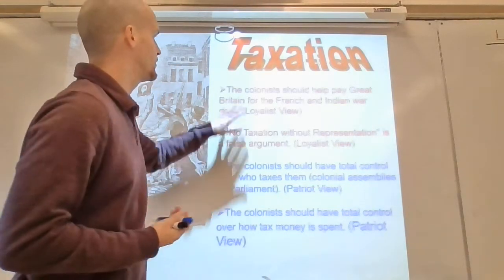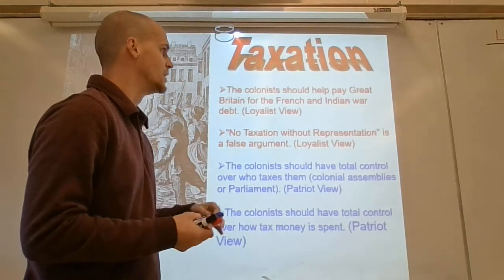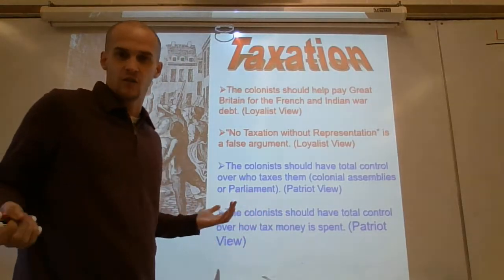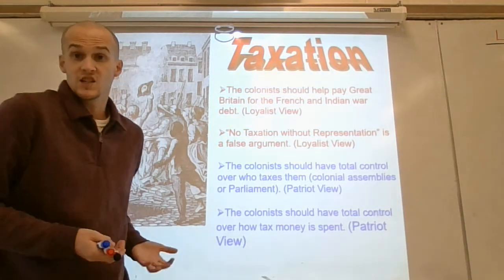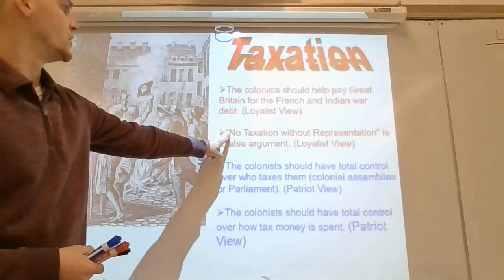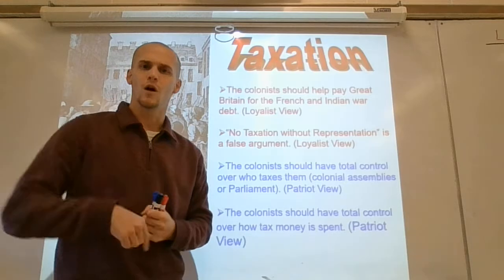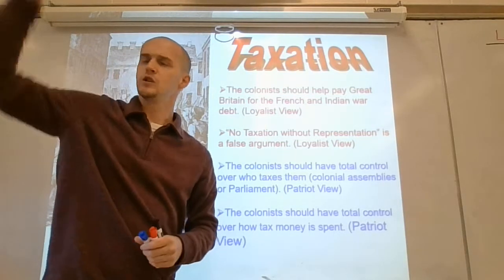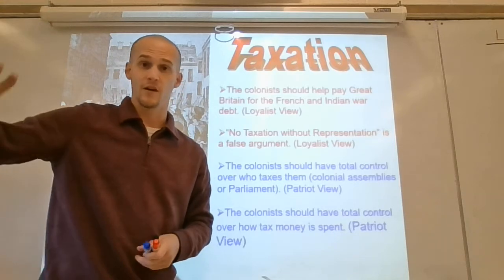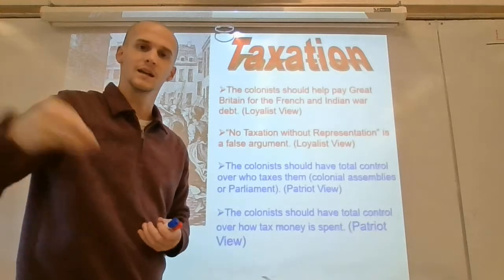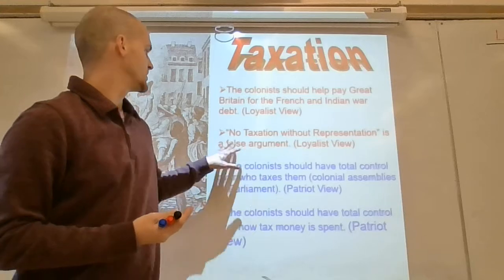All right? So the Loyalist view, the first Loyalist view, the colonists should help pay Great Britain for the French and Indian War debt. That's how the Loyalists felt. This is a debt that was partially because of them. They should have to help pay for it. No taxation without representation is a false argument. The Loyalists said, no, you are represented in Parliament. It's just from your neighborhood that's already over here. You're a British colony. The British representative from wherever you are from represents you in Parliament. So even though there's not a colonist there, the Loyalists felt that this was a false argument.